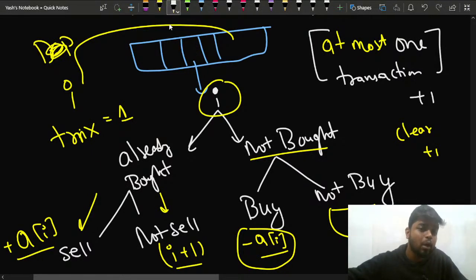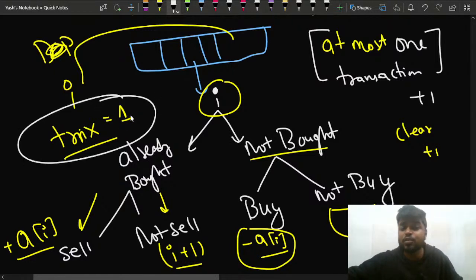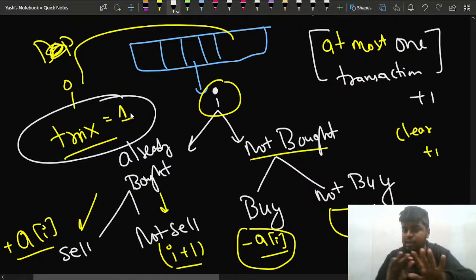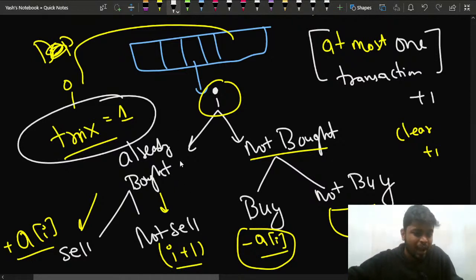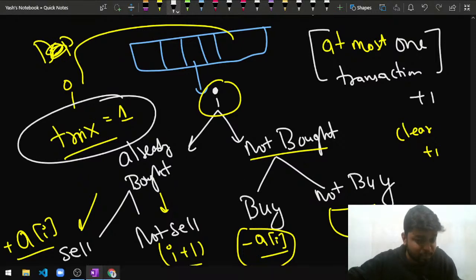So if you have already bought and sold it and booked some maximum profit, in that case you will not want it to change, right? You can do only one transaction. So if you have done that one transaction, you cannot do anything on the ith day because you will not have any option. You have already bought and sold it as well, so these two scenarios won't be there, right?